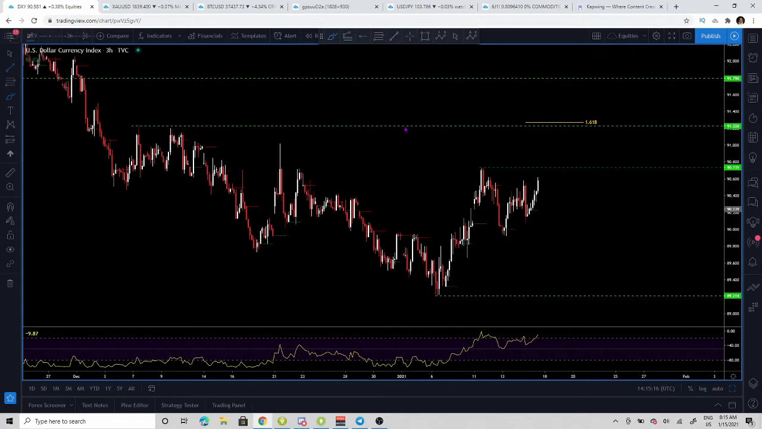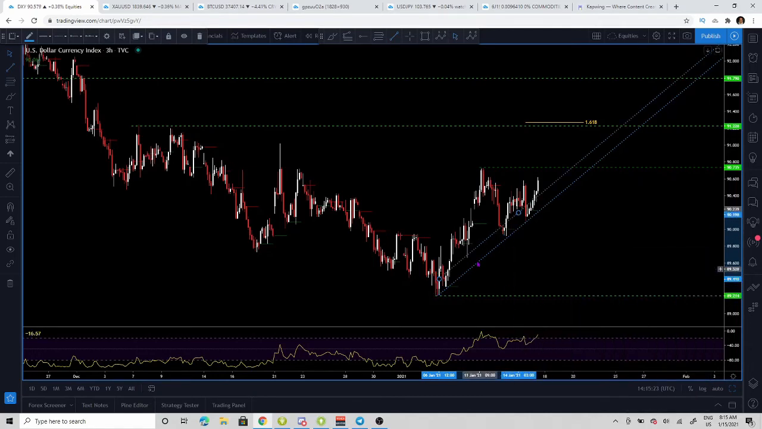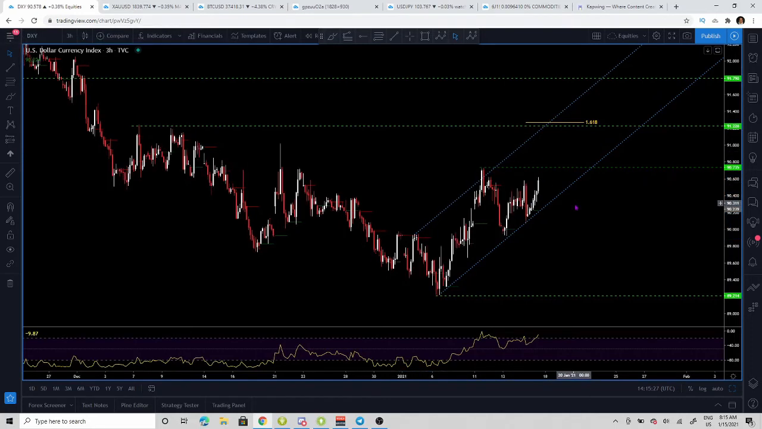In any case, we are definitely going to be monitoring this move to the upside for sales into short-term strength in the US dollar.